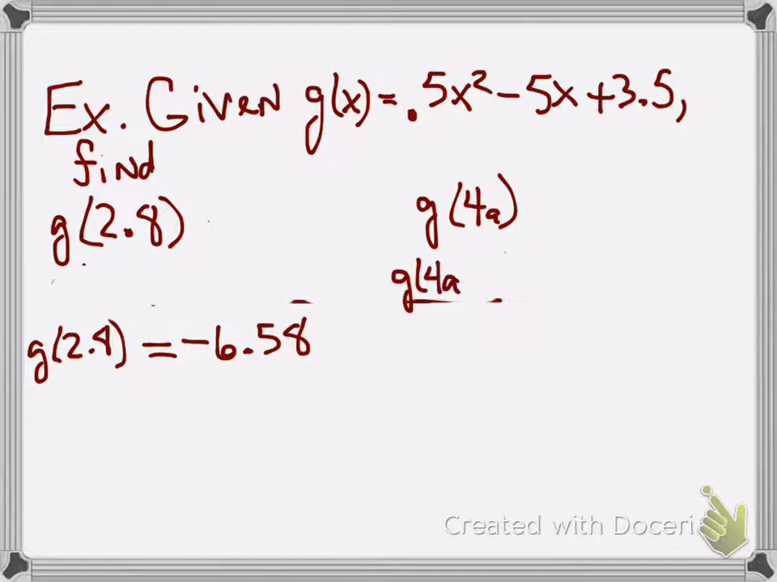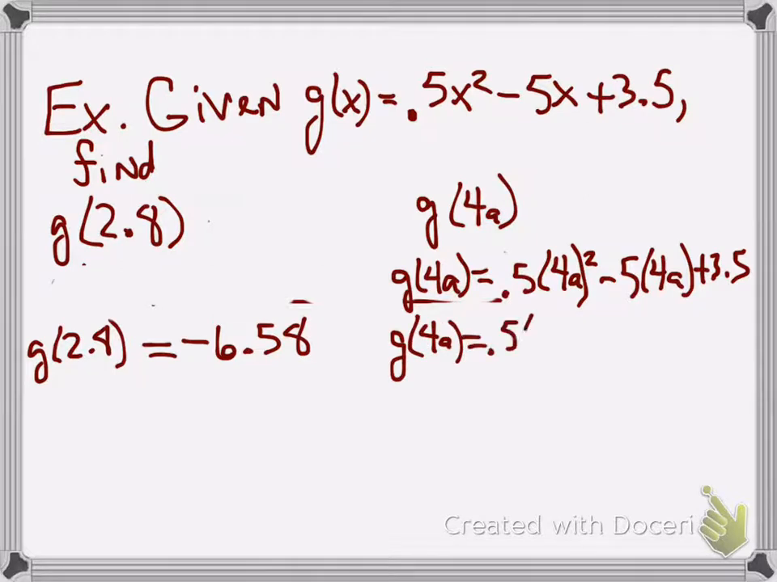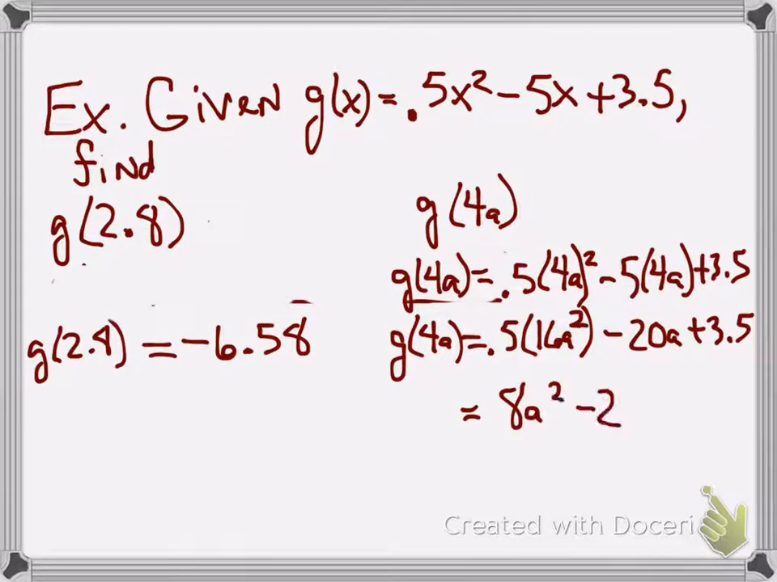Then let's do the 4a. Notice here 4a squared is 16a squared, 5 times 4 is 20a, half of 16 is 8. That's pretty much all I can do, so that's my answer at 4a. So go with the idea that I will probably sneak one of those into the test, and you should be prepared for that.